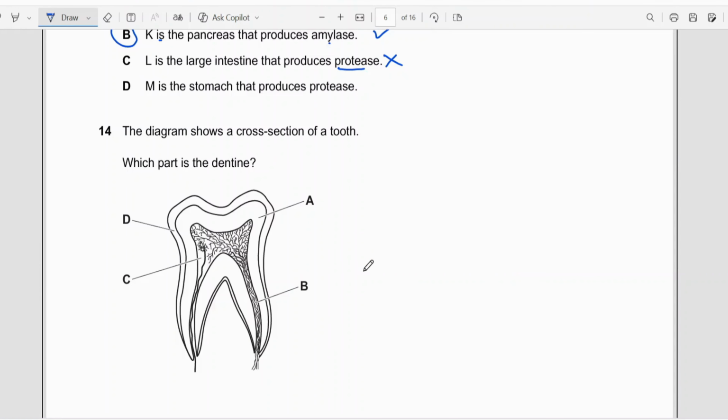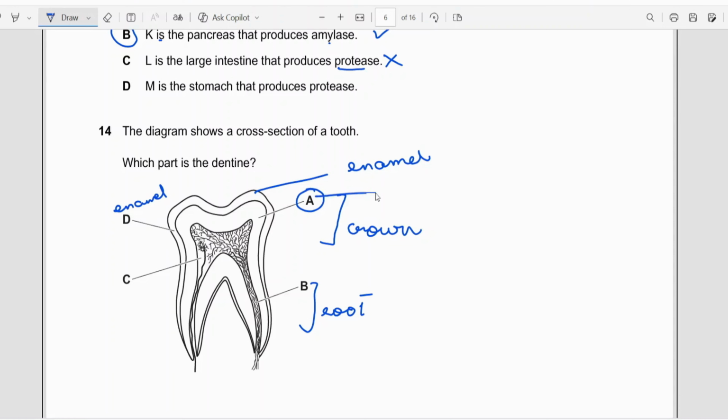Next one. A diagram shows a cross section of a tooth. Which part is dentine? Wait, no. This upper part is called the crown and this part is known as the root. First of all, enamel. So this A is enamel. Then B, where is D? D is enamel. A is dentine. C is pulp. And D is cementum.